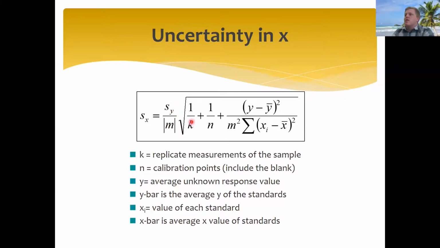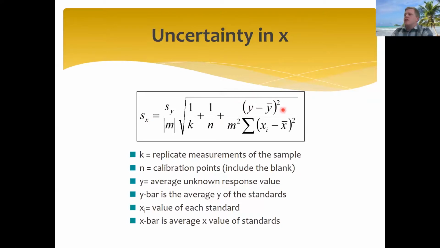And then in here we have 1 over k, where k is the number of replicate measurements we take of our sample. So if we take our unknown and measure it 3 times, then k here would be 3. The more times we measure our unknown, the more our S of x is going to go down just because of that. Then we add that to 1 over n, where n here is the number of calibration points we have on our calibration curve, and that would include our blank. So if we put in something with 0 concentration, we get to include that too. So the more points you have on your calibration curve, the more your uncertainty in x decreases.